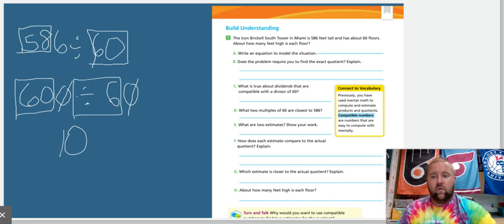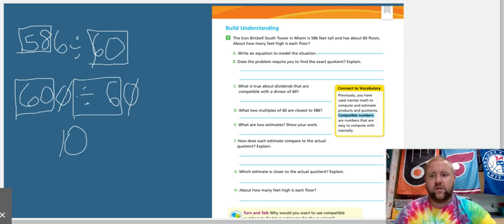Now, when we keep on going, they start talking about what multiples of 60 are close to 586. Well, if we look at the 6 and we want to get close to 58, we know that 9 times 6 is 54, so 540 could work. And then 10 times 6 is 60, so it would be 600. So we picked 600. We did 600 divided by 60, and that gave us 10. So again, for our answer, our floors would be about 10 feet tall.